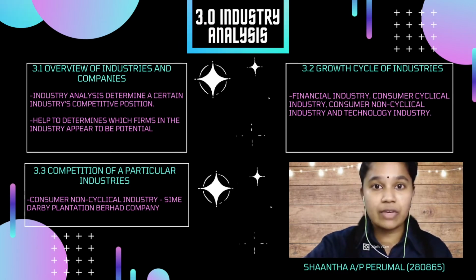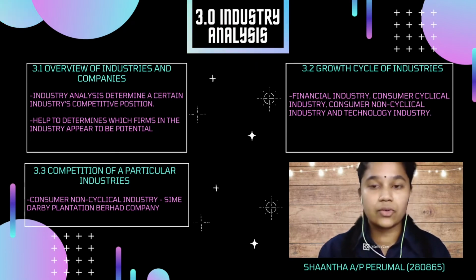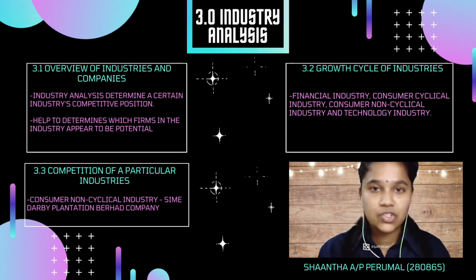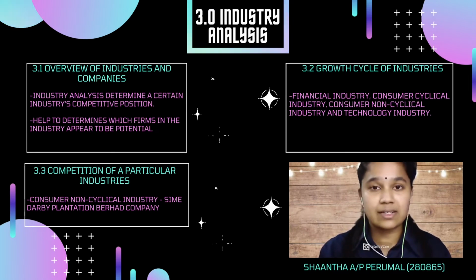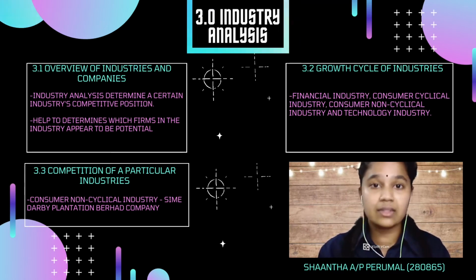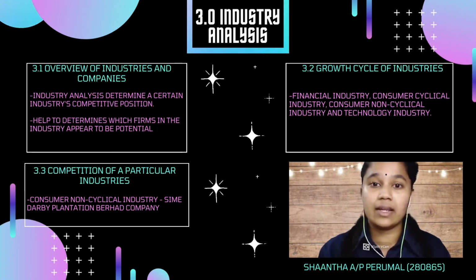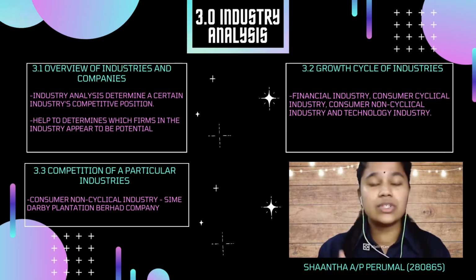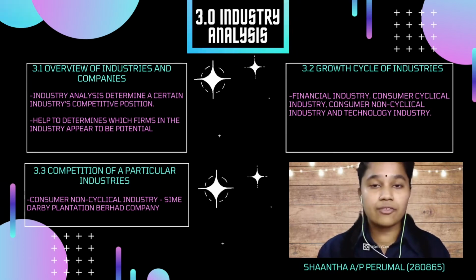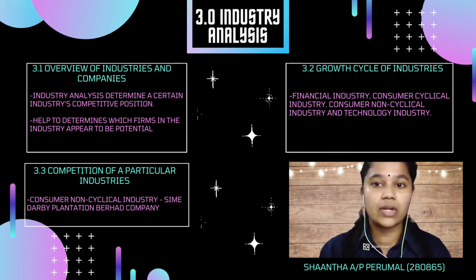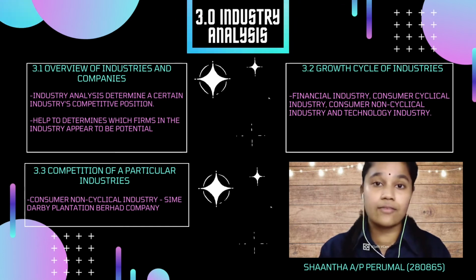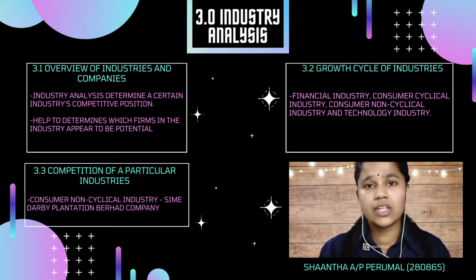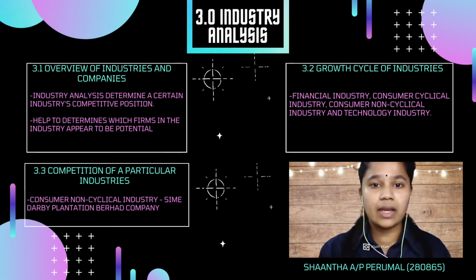Next, I would like to briefly talk about the growth cycle of industries. The financial industry's growth cycle indicates good prospects for the banking sector. Allianz Malaysia Berhad earned Ringgit Malaysia 1.62 billion in the first quarter of 2022, which increased from the previous year. And Hong Leong Financial Group Berhad remains positive to purchase a broad range of stocks in the first half of 2022. Next, let's look at the cyclical industry.